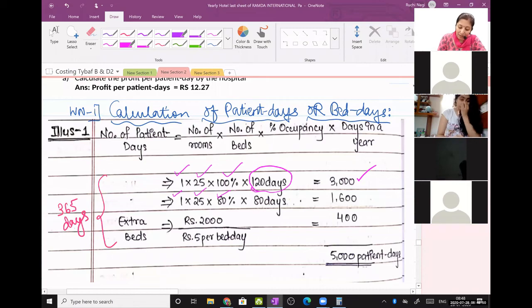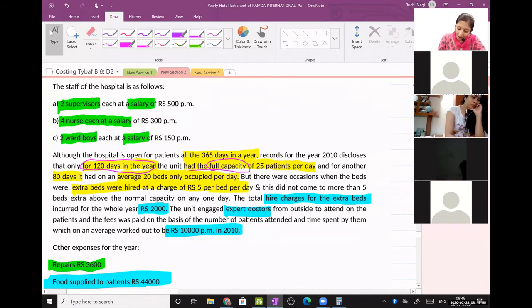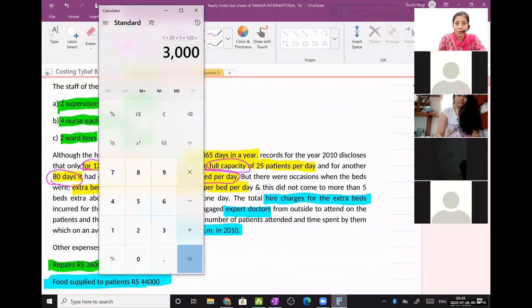I'll tell you this figure. How is it? Just look here over the screen. For another 80 days, what they have said, on an average you have 20 beds occupied. Is that clear? On an average, how many beds you have? 20 beds occupied. Now, students, you can do this sum in 2 ways. Look into both the logics. See what I'm doing.